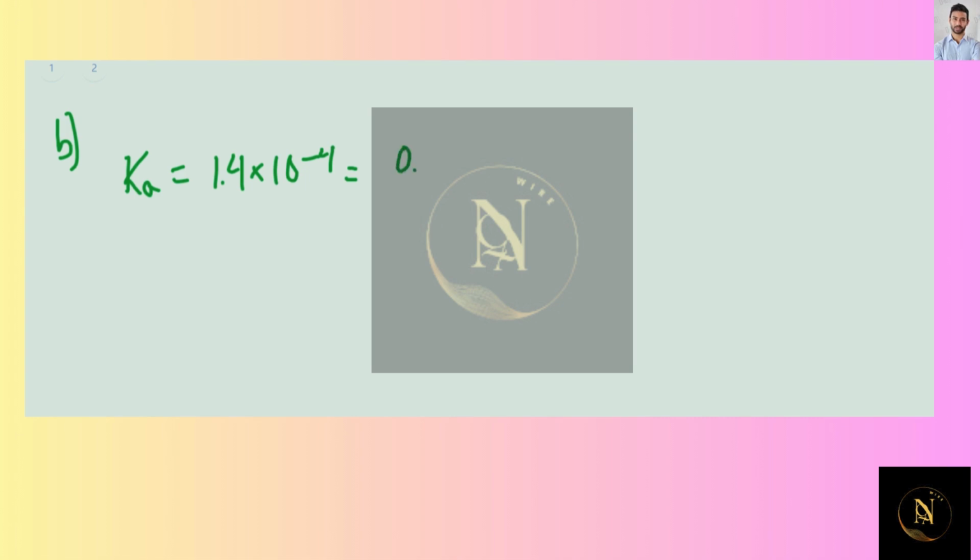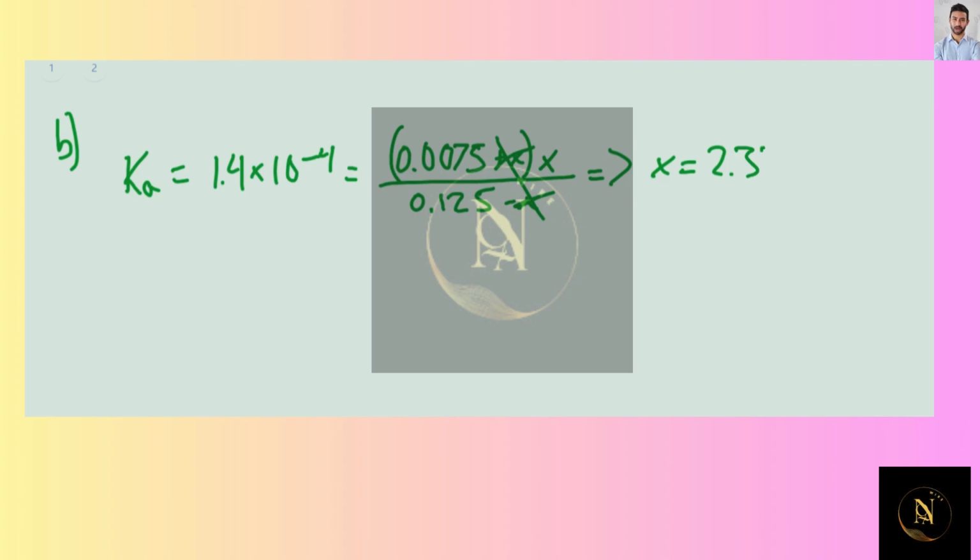this concentration of sodium lactate plus x times x, and then we divide by 0.125 minus x. We cancel these two here because we're working with a weak acid, and we can get x is equal to 2.33 times 10 to the minus 3.